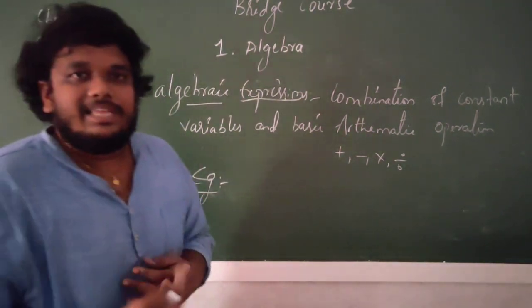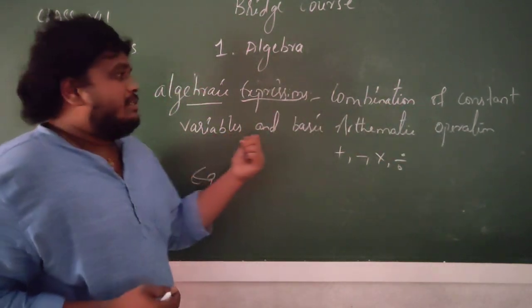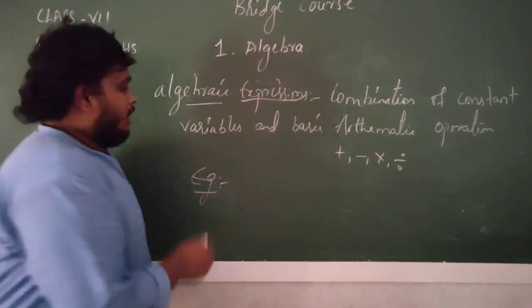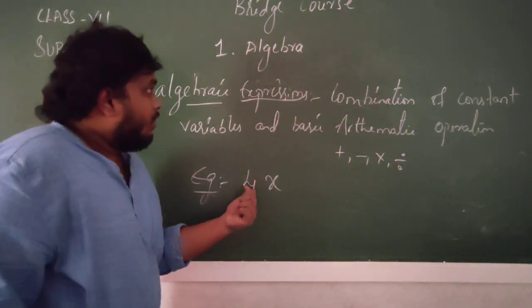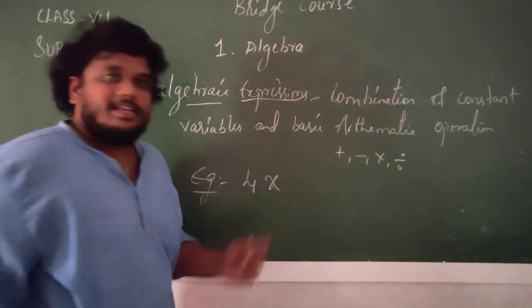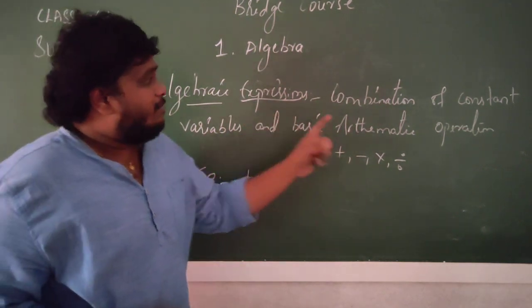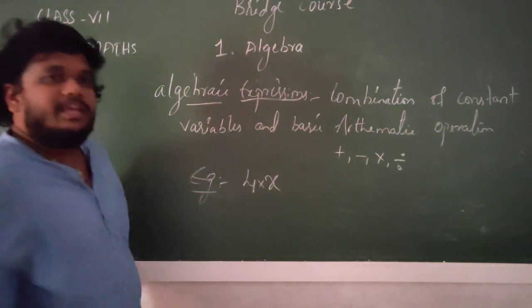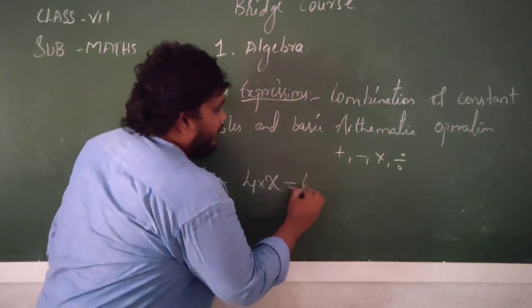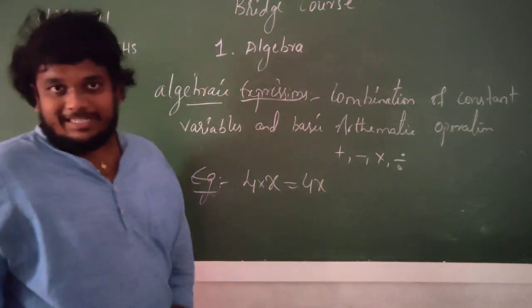I said that the combination of constants, variables and arithmetic operations. Now, 4x. So 4 is a constant and x is a variable. I also said there will be an arithmetic operation. What is the arithmetic operation here? Multiplication. So 4 into x will be 4x. It is an algebraic expression.